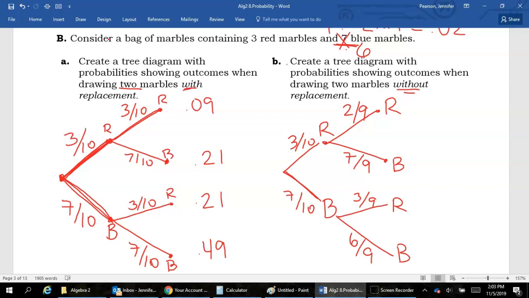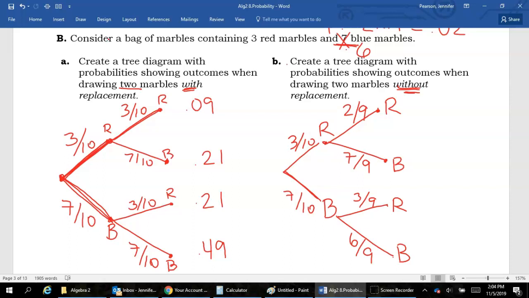So the with replacement is my independent. None of my probabilities changed. But without replacement, now this 2/9 is the probability of red given I took out a red. This 7/9 is the probability of blue given I took out a red. This 3/9 is the probability of red given I took out a blue, and then this 6/9 is the probability of blue given that I took out a blue. We're going to calculate the 4 answers at the end the same way as before.